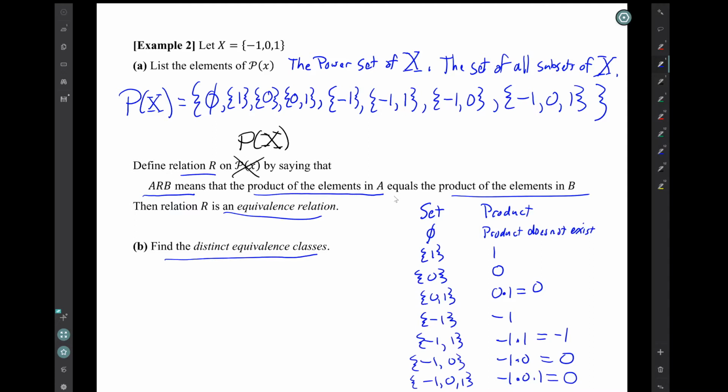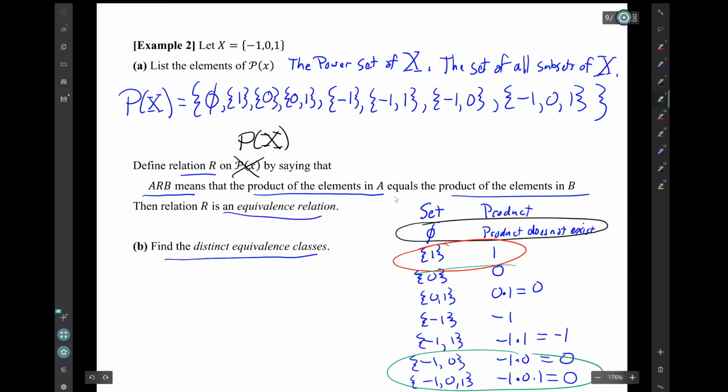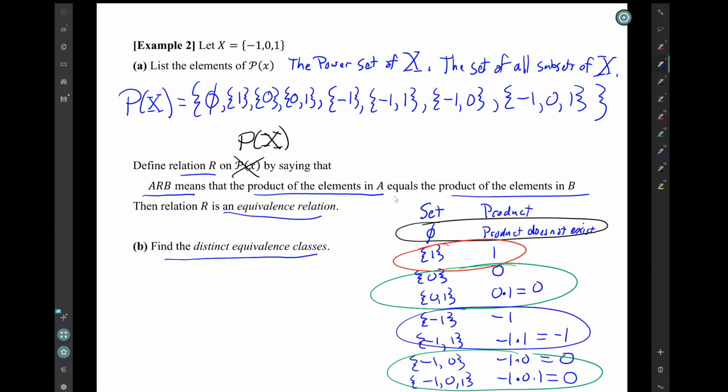So we see that the distinct equivalence classes are, well, there's this one set, phi, where the product does not even exist. And then, let's see, there's a set containing 1. The product of all the elements in that set is the number 1. There are a bunch of sets whose elements, when you take their product, give you 0. Those green sets. And there are a couple of sets where the products of the elements in the set give you -1. That's those. So the equivalence classes are these.